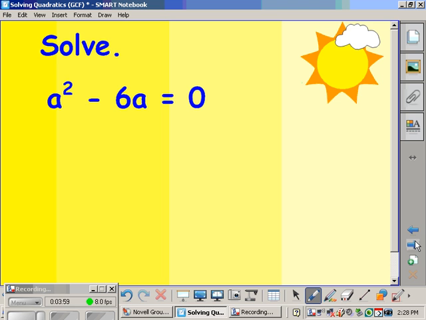Let's look at another problem. Again, looking back at the standard form of a quadratic equation, you have ax squared plus bx plus c equals 0.